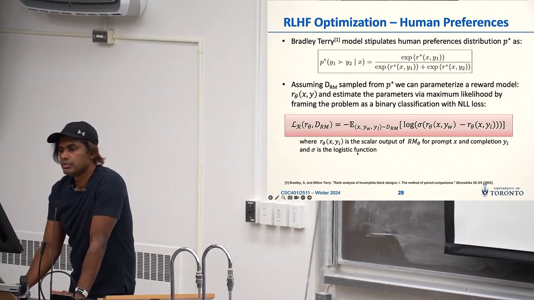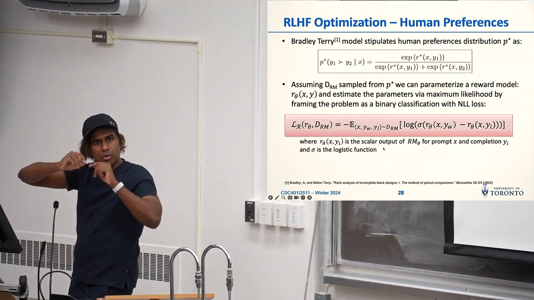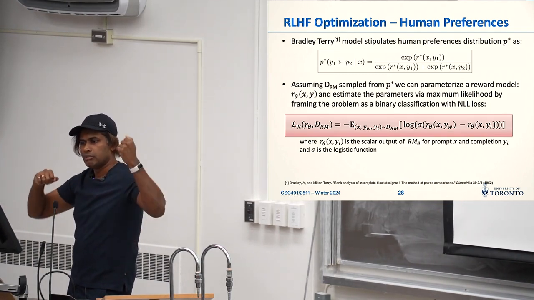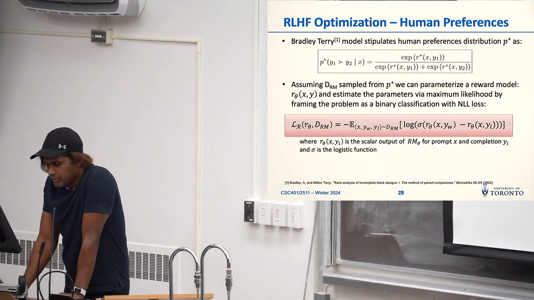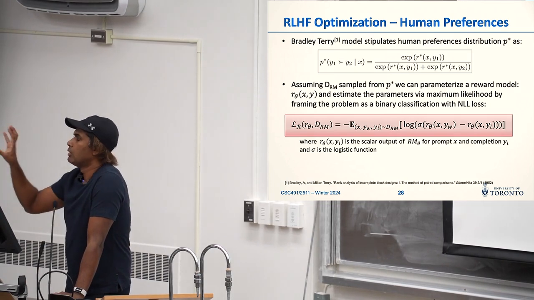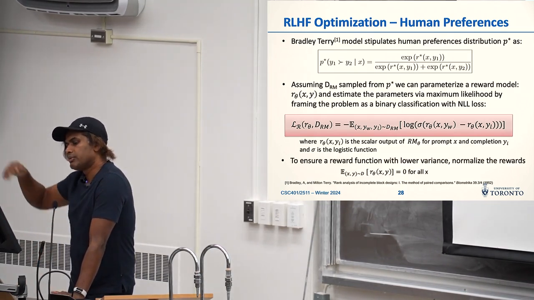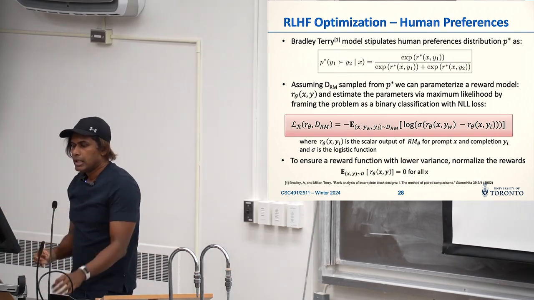So r theta is a scalar output for our modified base reward model, for our prompt x, where y_i is the completion and sigma is the logistic function. Okay, so if everyone agrees with me, then this is how we can train. We have a reward model now, and usually in practice, to ensure that the reward function has lower variance, we'll normalize the rewards to have mean 0.